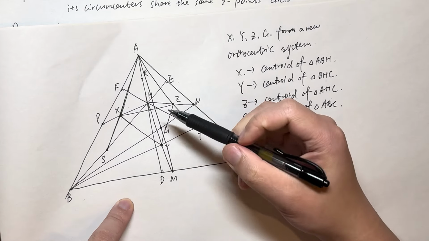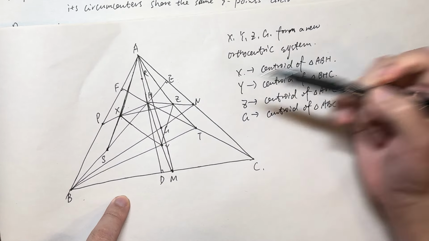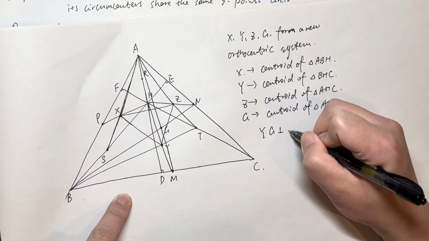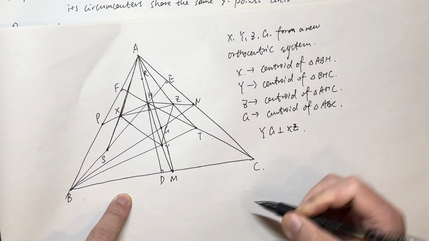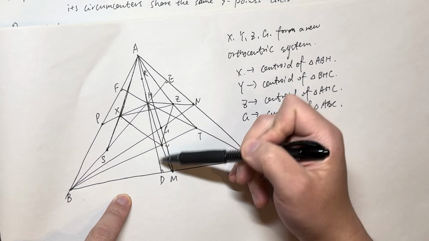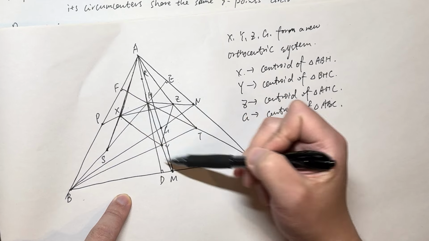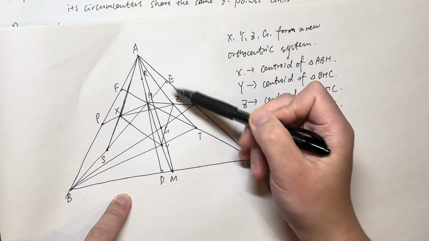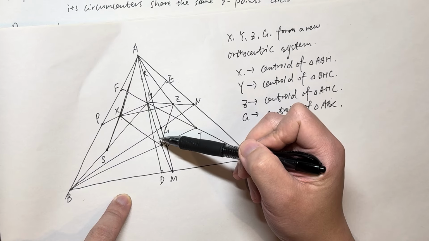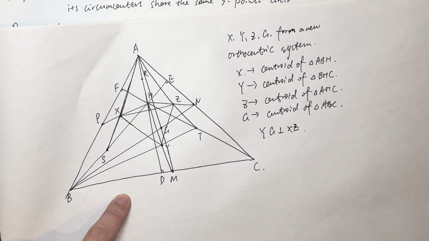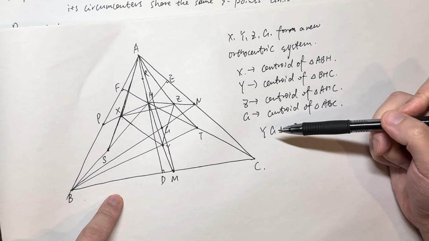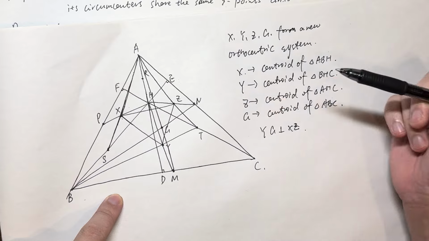Okay, now we want to prove that YG is perpendicular to XZ. If YG is perpendicular to XZ, then we know XG is perpendicular to YZ and ZG is perpendicular to XY, so G is also the orthocenter of the triangle XYZ, then XYZG form an orthocentric system. The question is, how can we prove that YG is perpendicular to XZ?